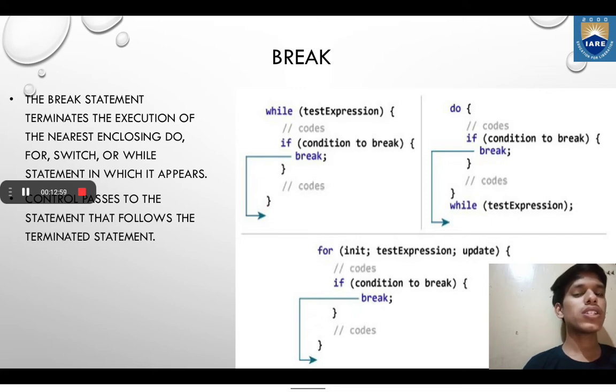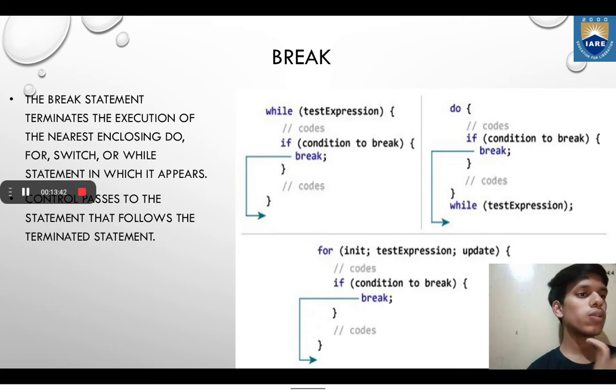Especially, the break statement is used in while loops, do while loops, for loops, and switch statements. It is always used to terminate the loop, and it is always given using an if statement. That means a condition is given to terminate the loop, as shown in the while test expression. Some code is written in the loop, and a particular condition is assigned using an if statement. If the condition written in the if statement is satisfied, then the break statement will be executed. After executing the break statement, it will directly come out of the loop and execute the statements written below the while loop.